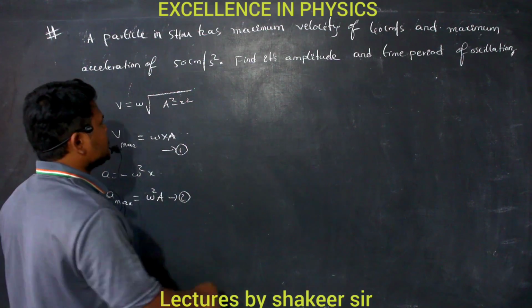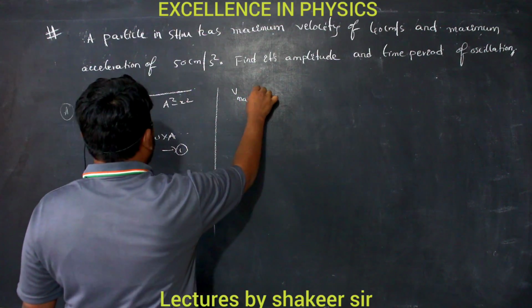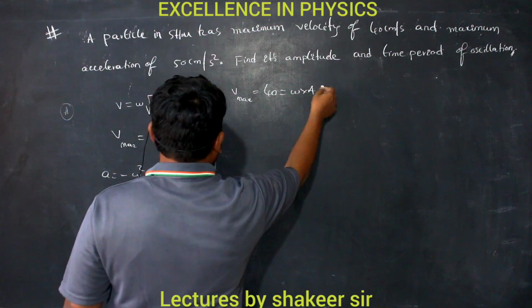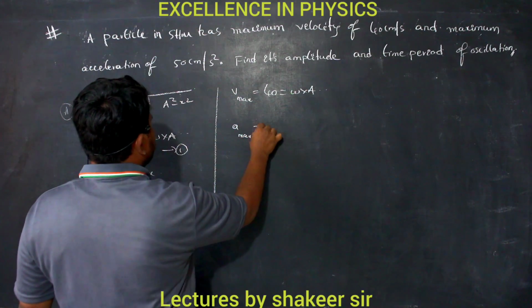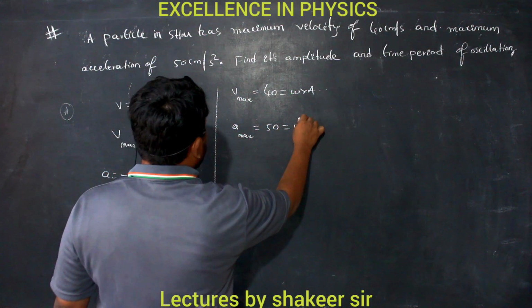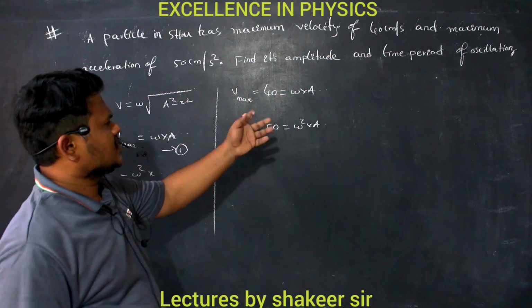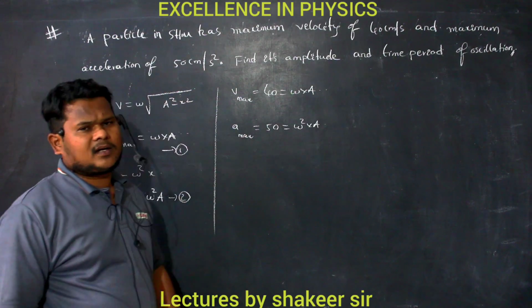Now see what are the terms which are given. Maximum velocity, v max, is equal to 40, which is omega into a. Similarly, maximum acceleration is equal to 50, which is omega square into a. Clear? So he is asking for the time period and amplitude. So if I can calculate omega, then I can calculate the time period.